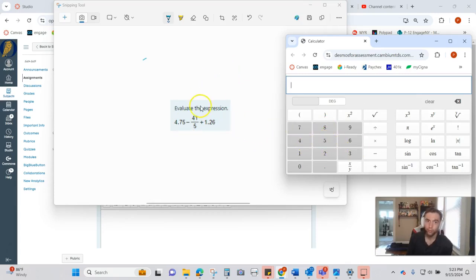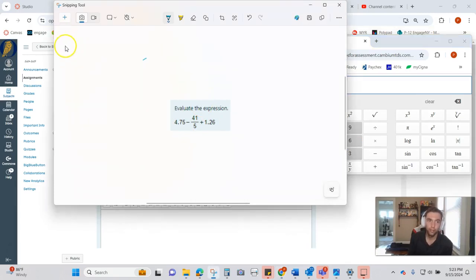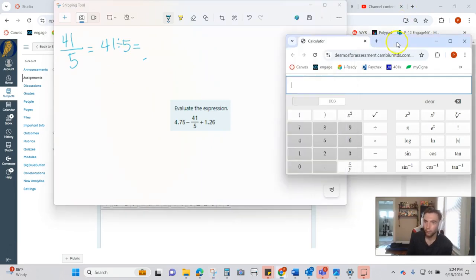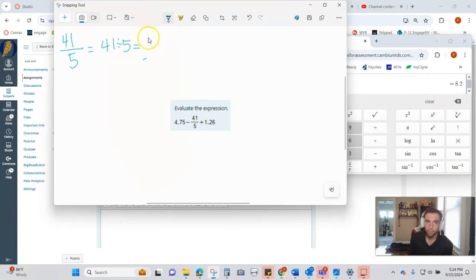So let's turn 41/5 into a decimal. We can turn any fraction into a decimal by doing top number divided by bottom number, or 41 divided by 5. Let's see what our calculator says 41 divided by 5 is. 41 divided by 5, 8.2.